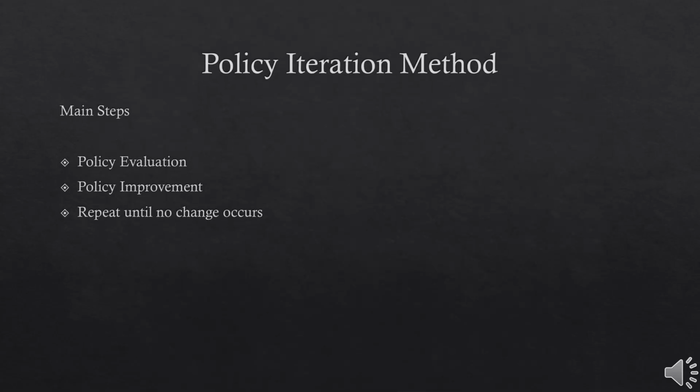Policy iteration is one of the most widely used exact solution methods for Markov decision processes. The procedure consists of 2 main steps. First, we evaluate the current policy and calculate its value function. Second, we improve the policy by checking whether another action would produce a higher expected reward. These 2 steps are repeated until the policy no longer changes. At that point, we have reached the optimal solution.